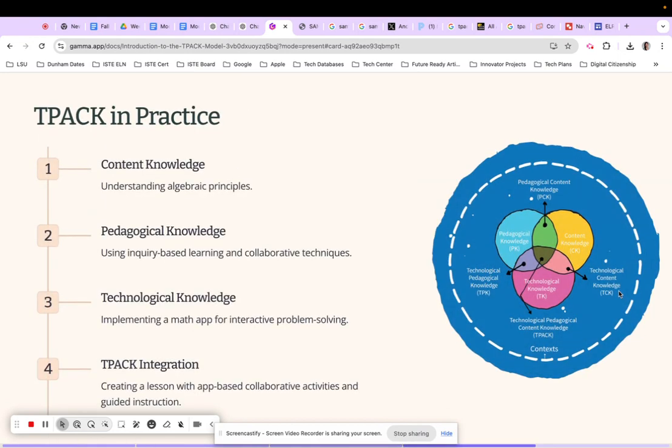So once again, this explains it, and this is a chart that is used to help understand TPACK. It's just a different way of saying what I just shared, but you have to understand the content, the pedagogy, and the technology before you can integrate it. And that's the TPACK integration, and you create a lesson based off of the prior knowledge that you have in those areas.